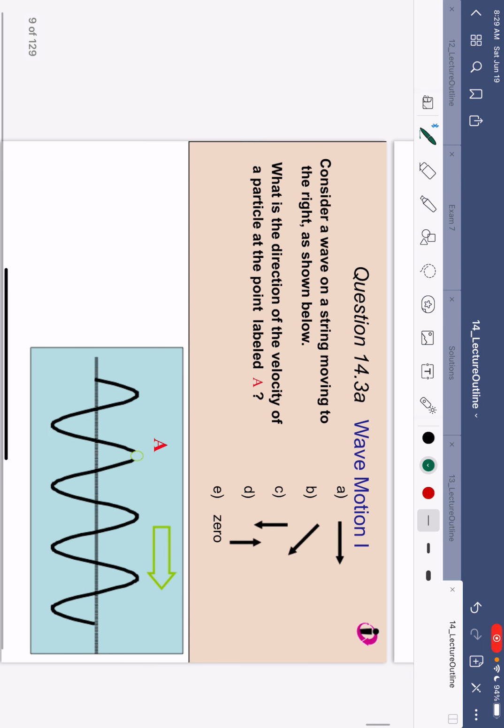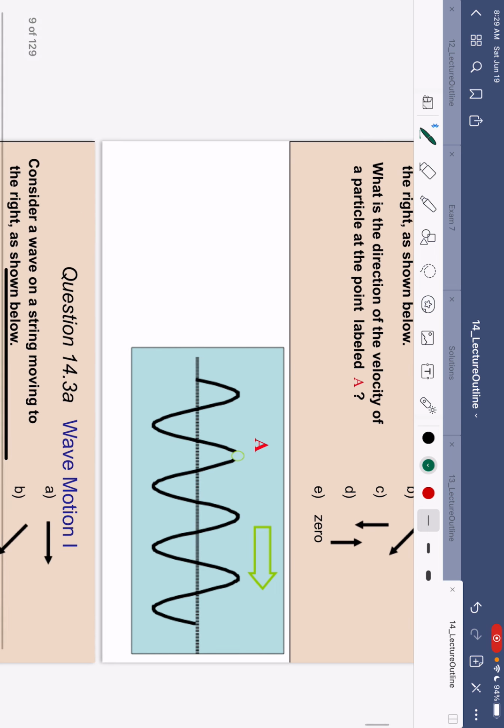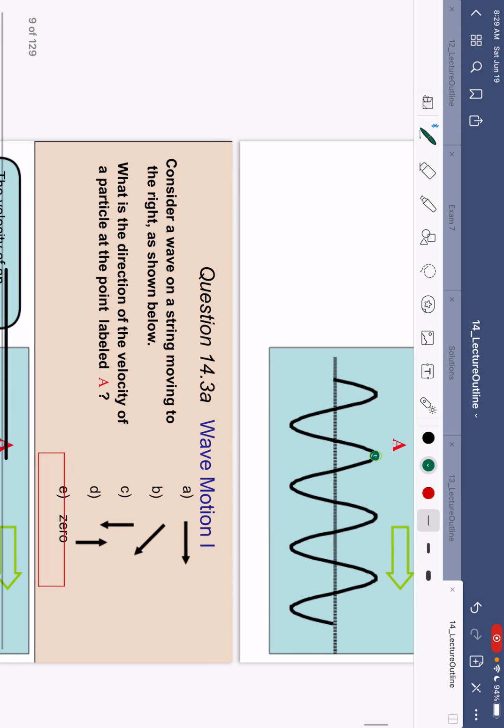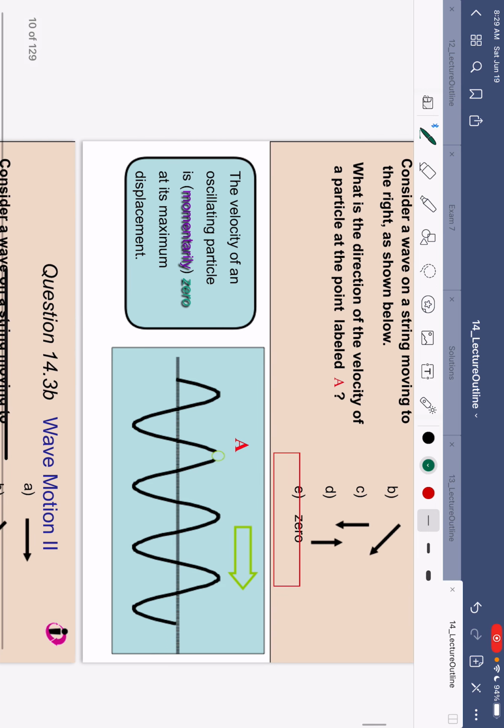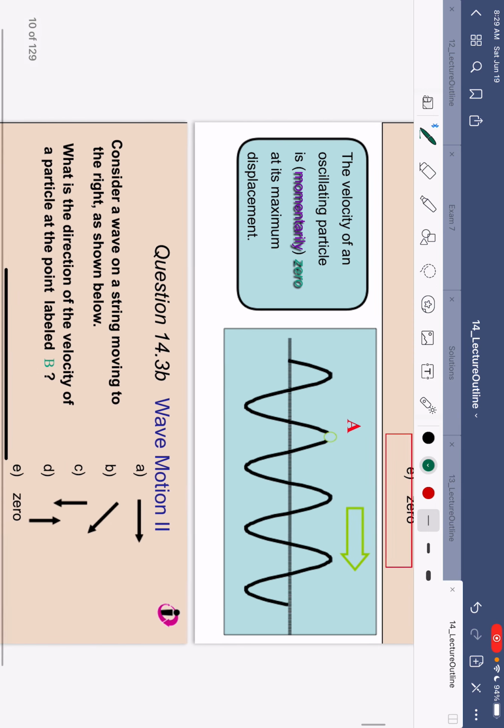Now, consider a wave on a string moving to the right, as shown below. What is the direction of the velocity of a particle at the point labeled A? Here we're going to find that this particle is momentarily at 0. The oscillating particle is going to reach a point where it has 0 velocity at the maximum displacement.